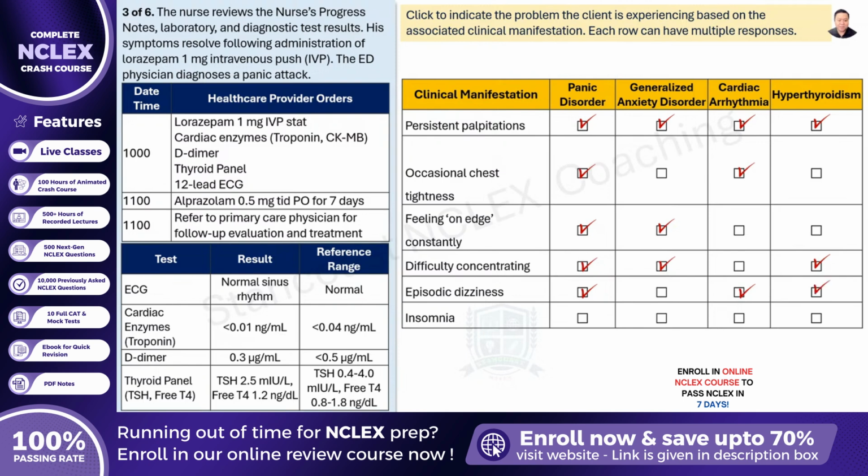And it's also associated with hyperthyroidism, even though it's rare, but this is possible, because a fast heart rate from excess thyroid hormone can cause dizziness, especially in elderly patients or those with other health comorbidities. And this one is not associated with generalized anxiety disorder, because GAD doesn't usually cause episodic dizziness. It's more of a constant cognitive load, not sudden physical symptoms. And so if you pick this one, it shows that you are confused with panic disorder.